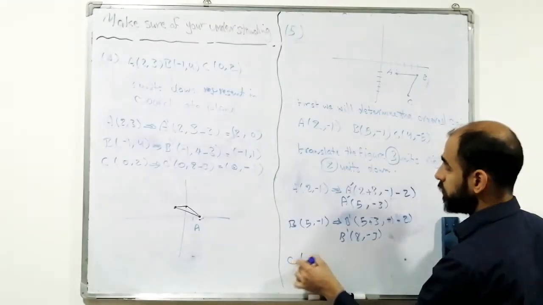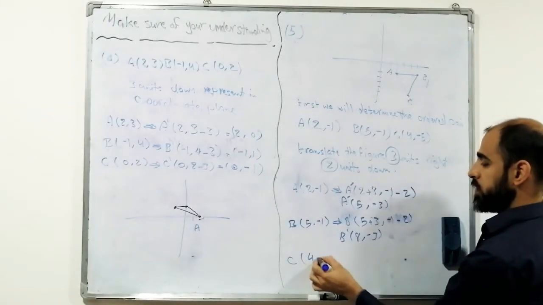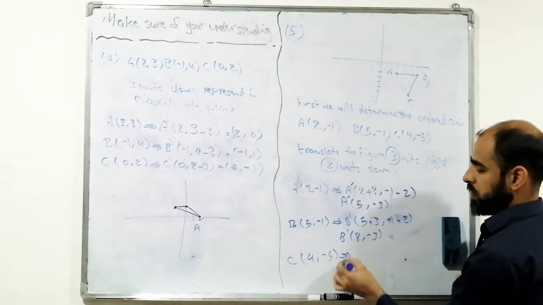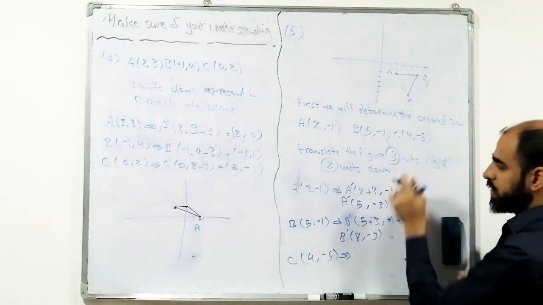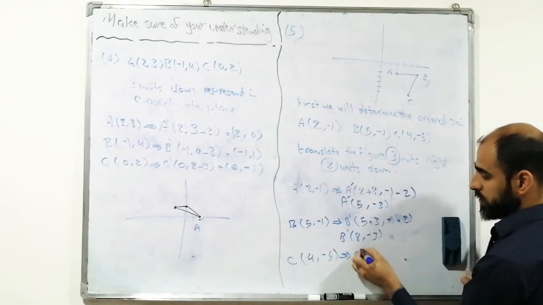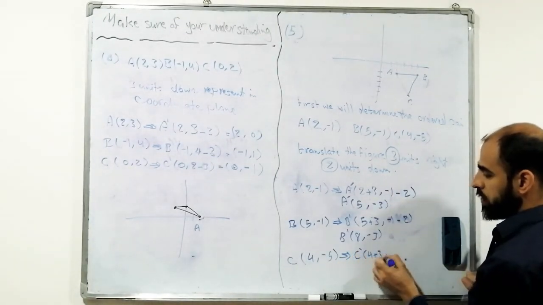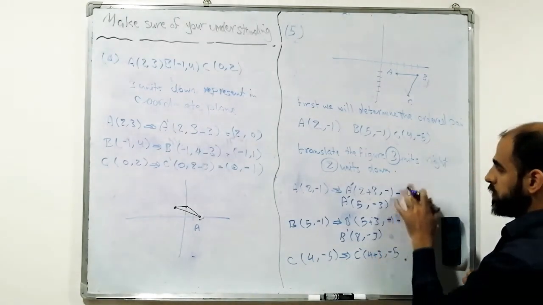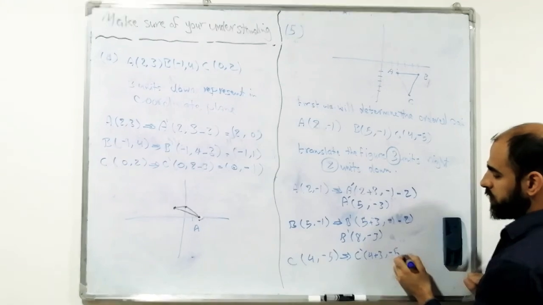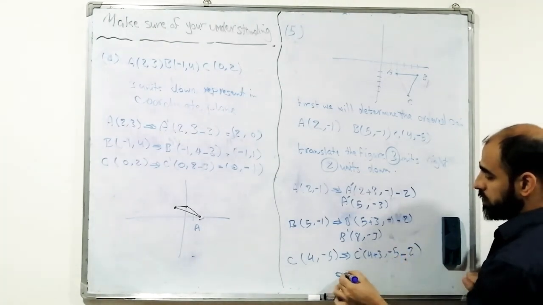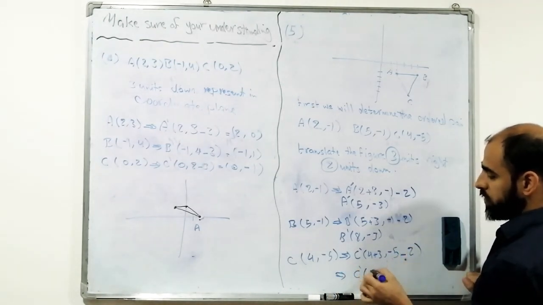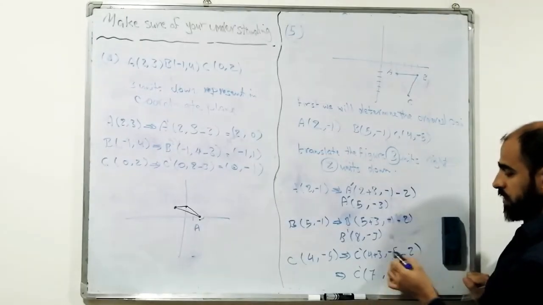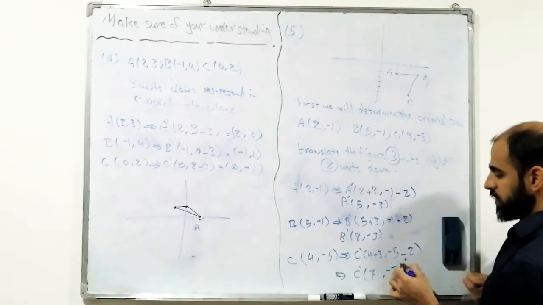Now C is the point 4 and minus 5. We have the same translation. We will add 3 to x. C dash will be 4 plus 3 and minus 5. 2 units down means subtract 2 units. C dash equals 7: 4 plus 3 is 7, and minus 5 minus 2 is minus 7.